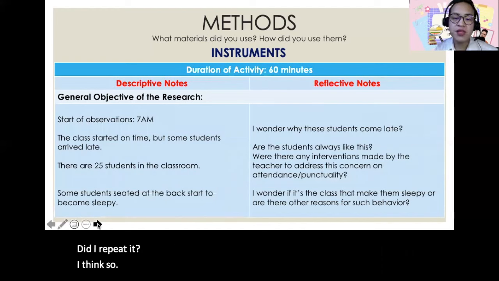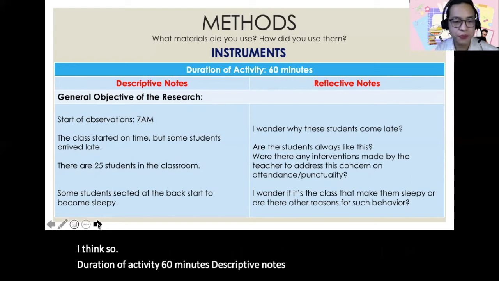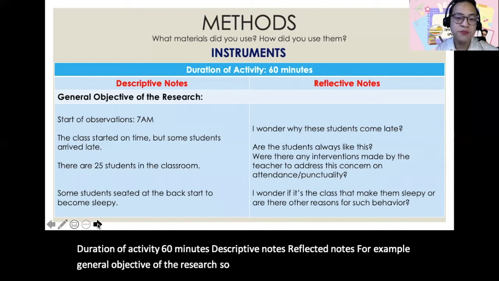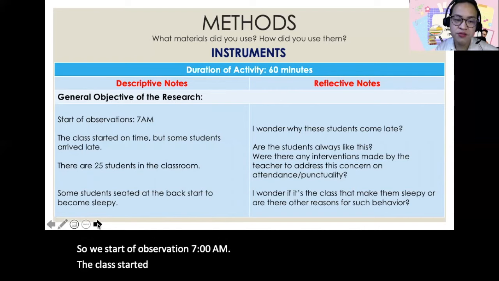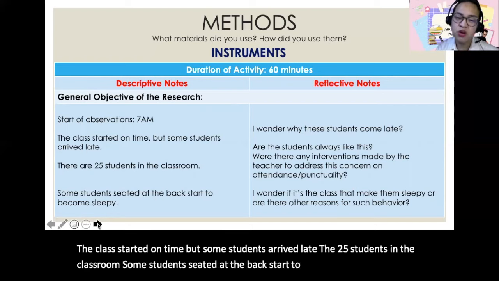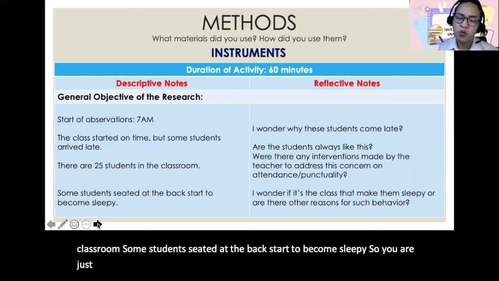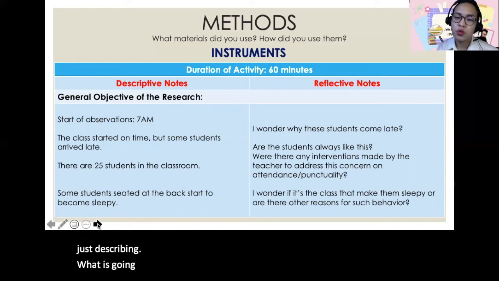Duration of activity 60 minutes, descriptive notes, reflective notes. For example, general objective of the research, so write it there. So start of observation 7 a.m. The class started on time, but some students arrived late. There are 25 students in the classroom. Some students seated at the back start to become sleepy. So you are just describing what is going on in an observed site.